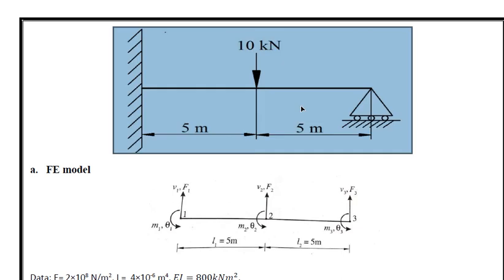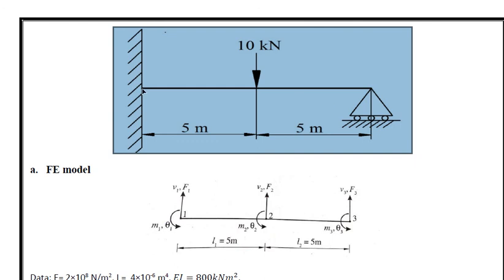So a beam is given here. It is fixed at one end. It's a cantilever beam fixed at one end. It has a roller support at the free end, subjected to the point load, concentrated load at the center. Since point load is applied here, we have to consider element 1 and element 2. We have to consider it as a two element beam.